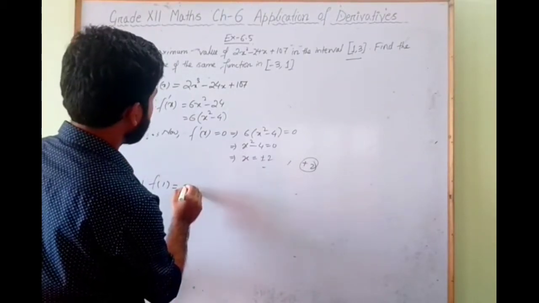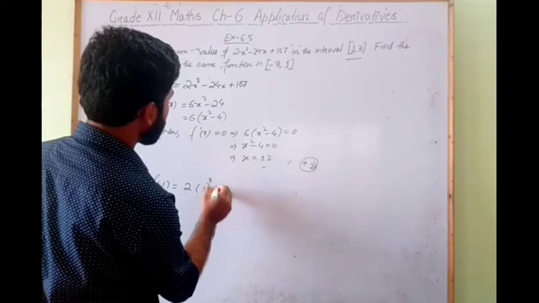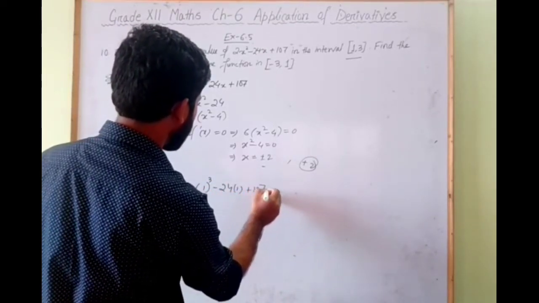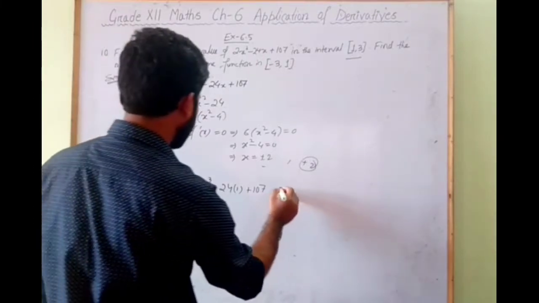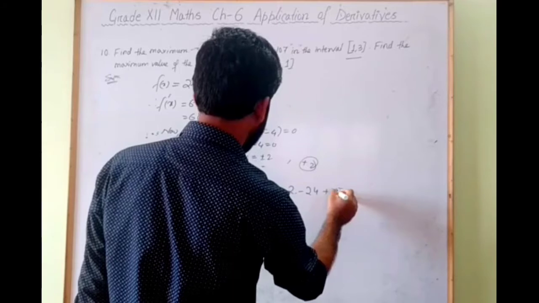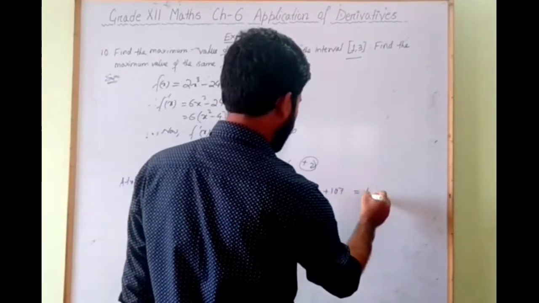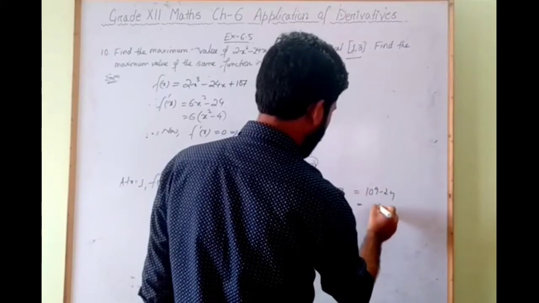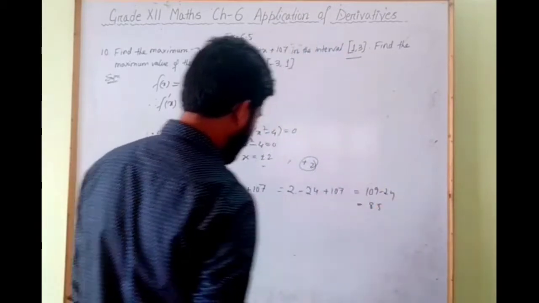It is 2 into x cube minus 24 into 1 plus 107, and that will be equal to 2 minus 24 plus 107, so that will be equal to 109 minus 24, so 85.